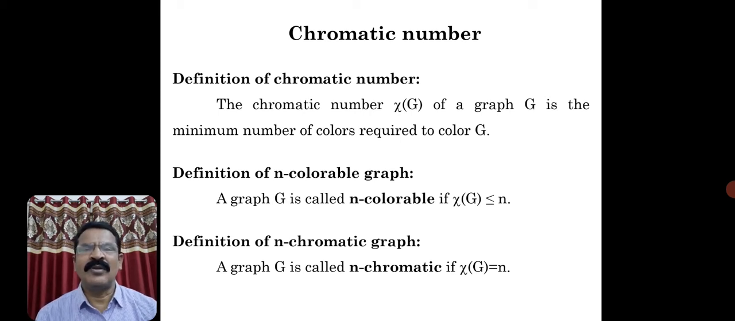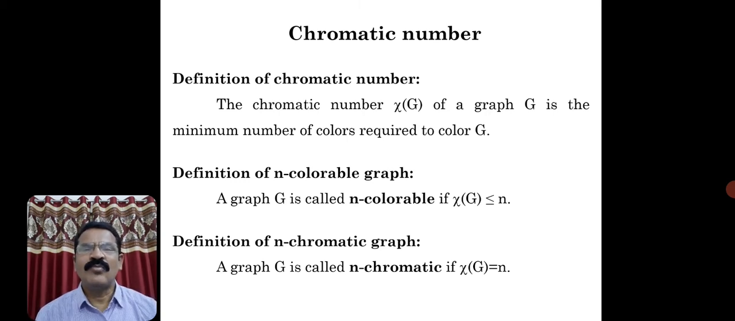Now n colorable, already this we have discussed in the previous session, though it was 8 coloring, but it was 6 colorable, 3 colorable, like that. A graph G is called n colorable if the chromatic number of that graph is less than or equal to n. So the chromatic number must always be less than or equal to n. Then it is called n colorable.